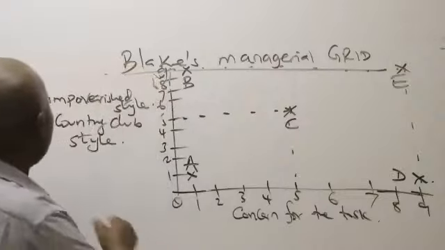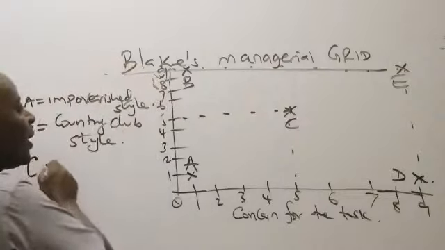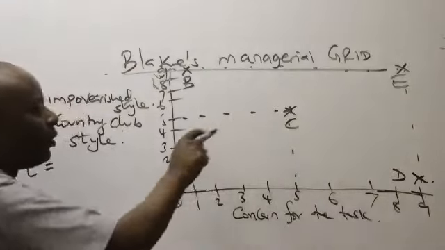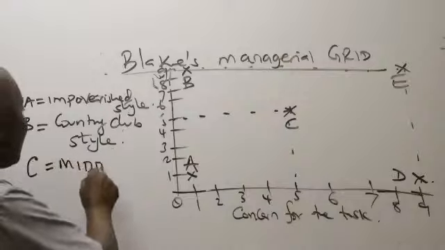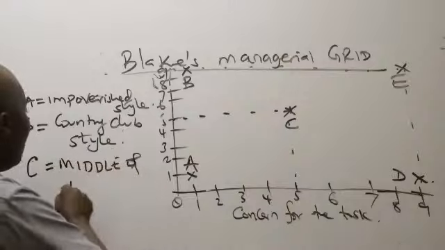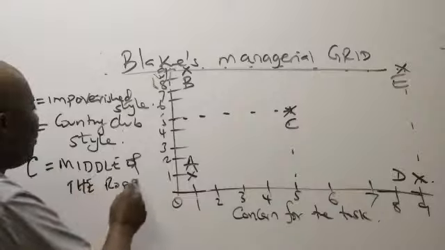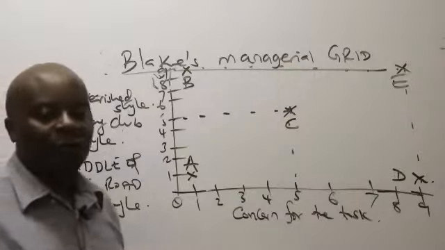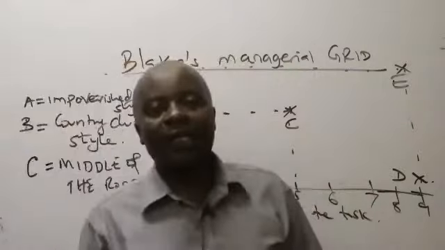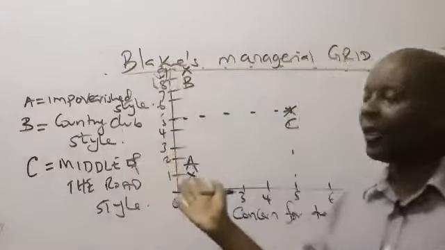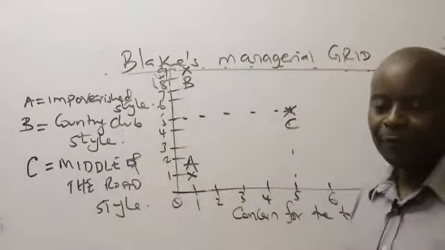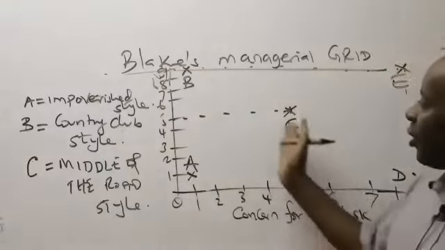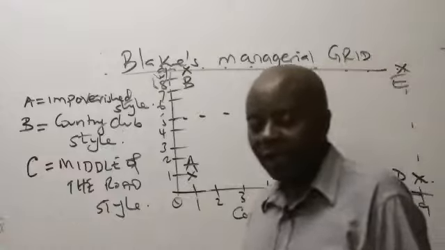That is B. And then we have got C. C, of course, if you guys remember, these are the middle of the road style managers. Their concern for tasks is 50%. Their concern in this case for people is what here? 50%. Half. That's what you write. You can see here the concern for task is 50% and concern for people is 50%.